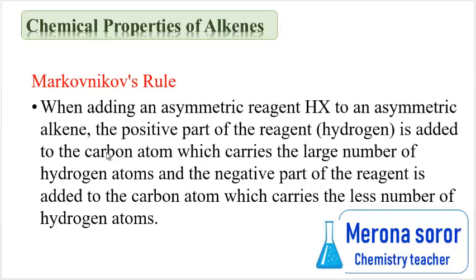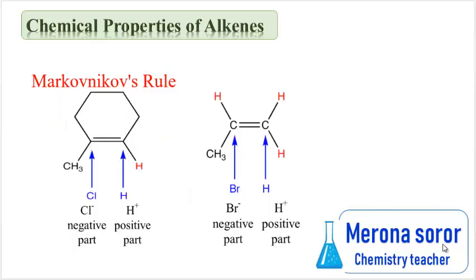hydrogen, is added to the carbon atom which carries the largest number of hydrogen atoms, and the negative part of the reagent is added to the carbon atom which carries the least number of hydrogen atoms. When adding hydrogen chloride to this molecule, this carbon atom is connected with one hydrogen atom, but the other isn't connected with a hydrogen atom. So the chlorine negative ion will connect with this carbon atom, and the hydrogen ion will connect with this carbon atom.